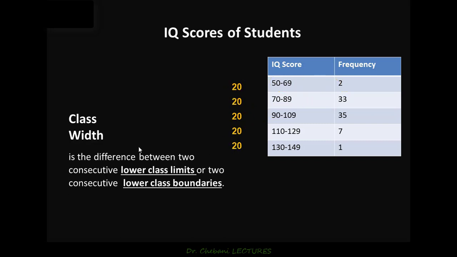So the class width I've already spoken about. I said it is the difference between 2 consecutive lower class limits or 2 consecutive lower class boundaries, right? So to find the class width, you would subtract 50 from 70. So you'd go 70 minus 50, or 110 minus 90, right? So the difference is 20. So that is the class width.